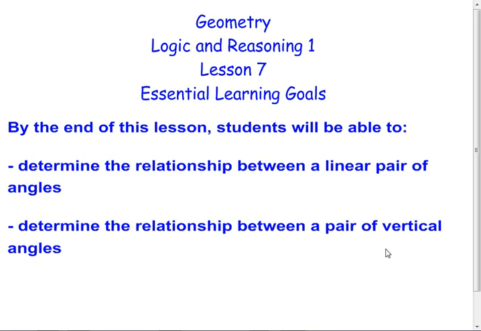Determine the relationship between a linear pair of angles. I'll define that. And determine the relationship between a pair of vertical angles. On first hour, a lot of students got right into the assignment because it's so much easier in lesson 6. We need to go back and hit on some things in lesson 6 before the test, because I know there's going to be test questions. So I have to be careful with that.